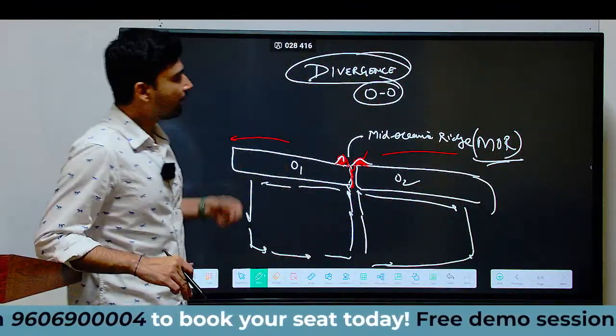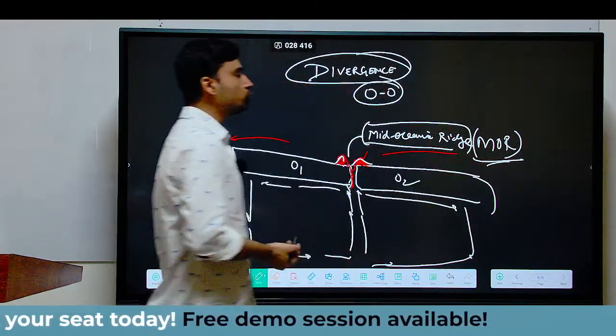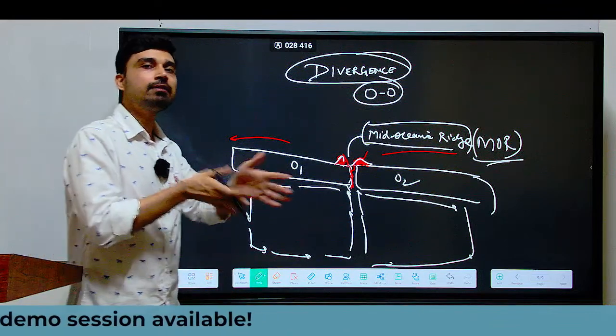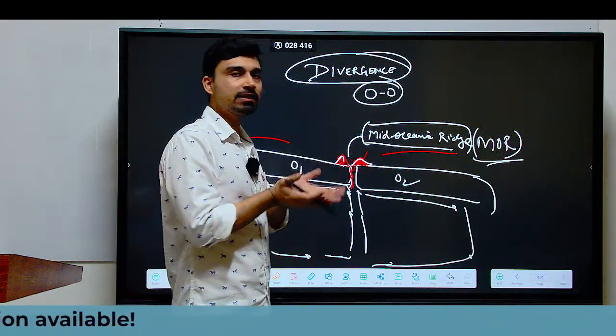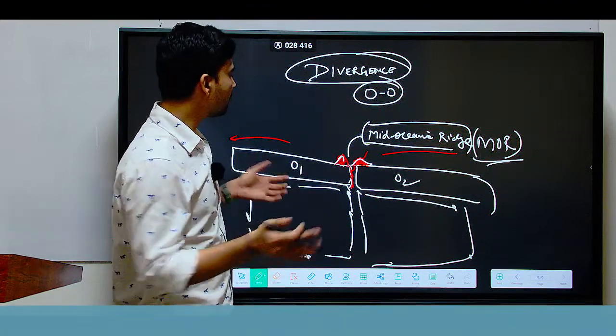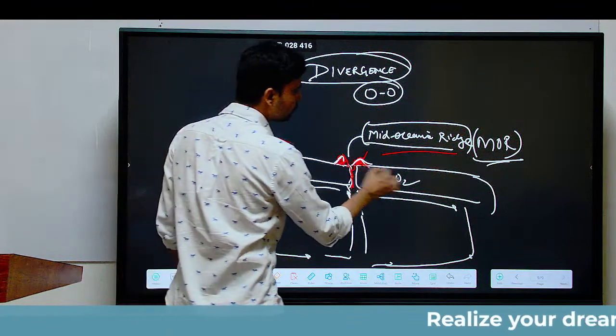Then what we have is the mid-oceanic ridge, right? So MOR is the most dominant feature. Where can you expect to see the MOR? Obviously, somewhere in the central part of the ocean, because that is the place where the oceanic plates are drifting away from each other, diverging away from each other. And thus we have the formation of mid-oceanic ridges.